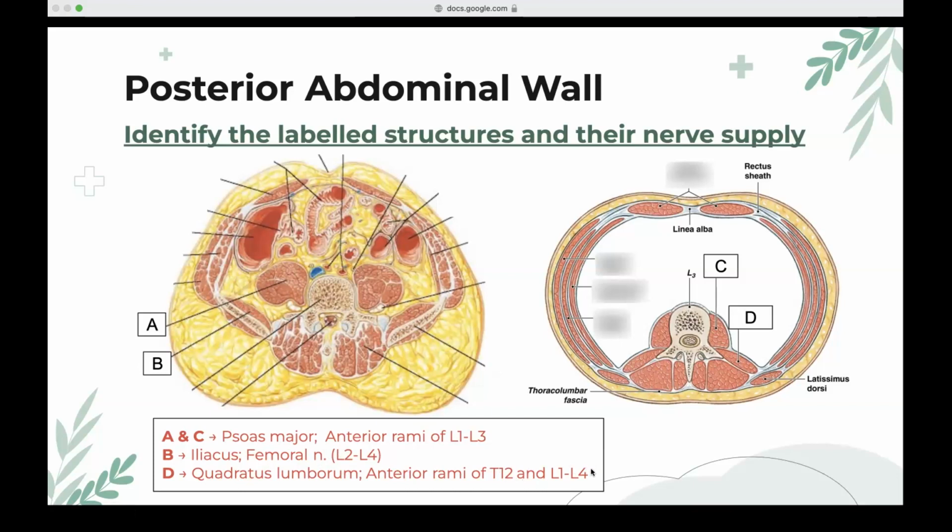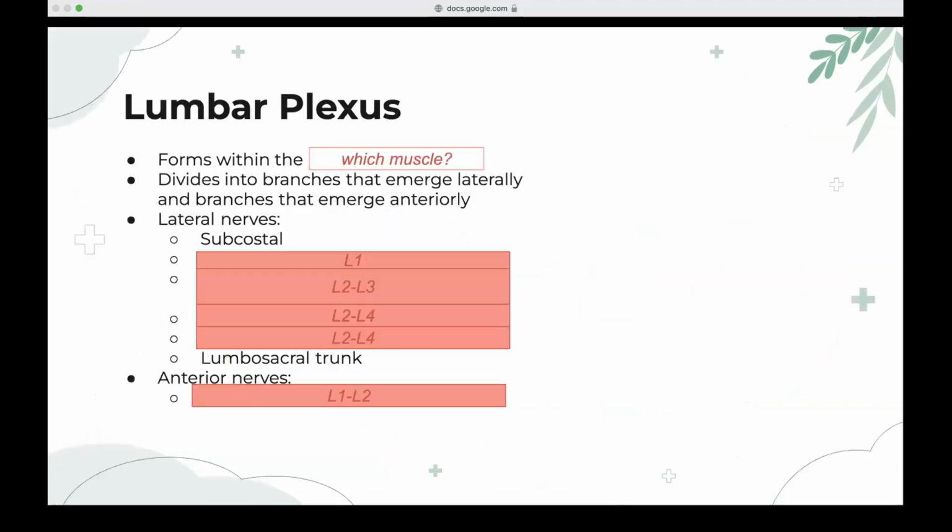Okay. Now you have the lumbar plexus. So let's form it together. First thing, the lumbar plexus forms within what muscle? Psoas major muscle. Yeah. Then it divides and branches into lateral branches and anterior branches. The lateral branches start with the subcostal. Then there are nerves that come out from the L1 root only. What are they? Two nerves come out from the L1. Iliohypogastric and ilioinguinal. Exactly.